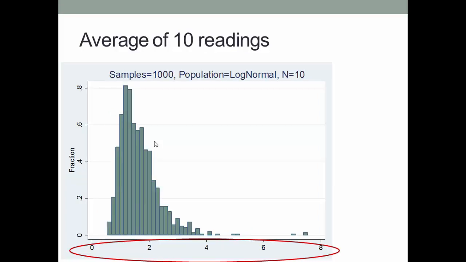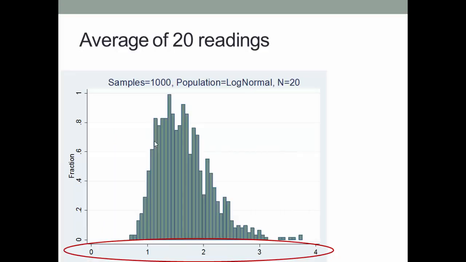If we go to 10 readings, the spread gets even tighter. Still not quite bell-shaped, but it's starting to get there. It's hard to tell this, but it's actually centered in the same place each time. The spread is getting narrower, and it's getting more and more normally distributed as we take larger samples.